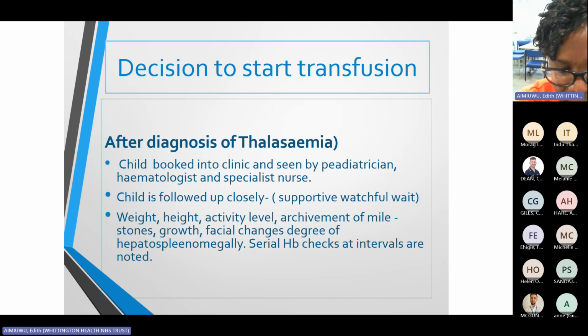There's also serial HB checks at intervals, and these are noted. What is the level? What levels are there at that time? I have seen a child where I had to see this child every 4 weeks, monitoring this blood, the HB, just to make sure it was okay, because we didn't know the exact phenotype at that time. We're waiting for results from the DNA screening that we did.